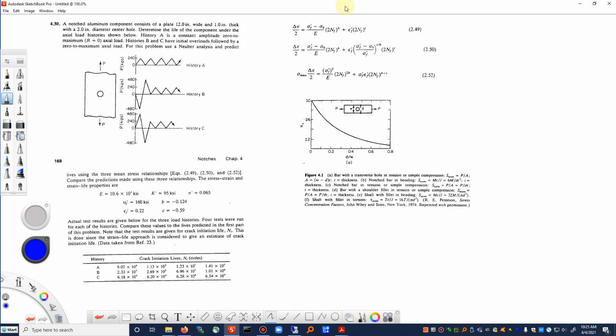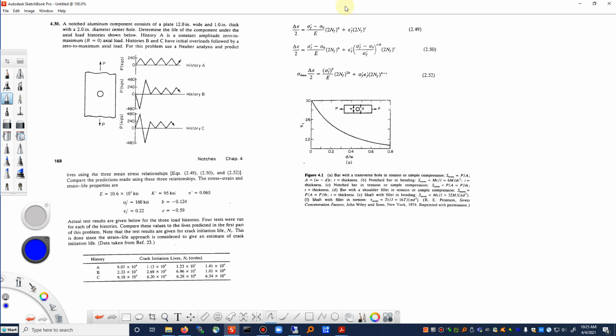It says actual test results are given below for the three load histories. 4 tests were run for each of the histories. Compare these values to the lives predicted in the first part of this problem. Note that the test results are given for crack initiation life, and this is done since the strain life approach is considered to give an estimate of crack initiation life.